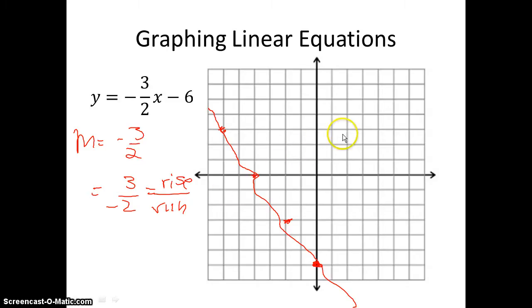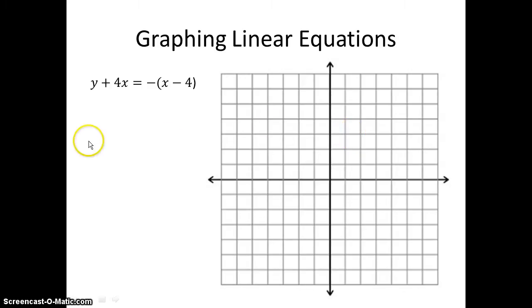All right, let's go on to one more. Now this one, how do we graph this? Whoa, what's happening here? Well, we have to get it into our slope-intercept form. So, in order to do that, we still need it in the form y equals mx plus b. So we need to isolate y by itself. So first, let me go ahead and distribute my negative here. So I have y plus 4x equals -x plus 4. So you have to distribute it to both terms.